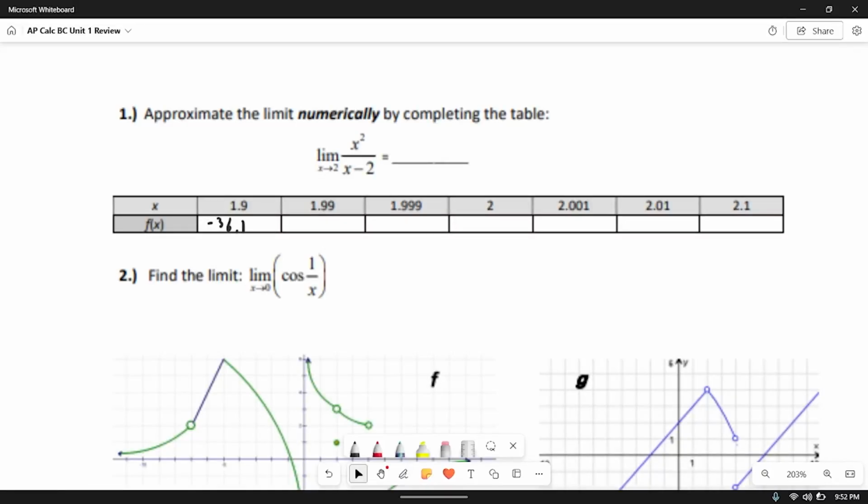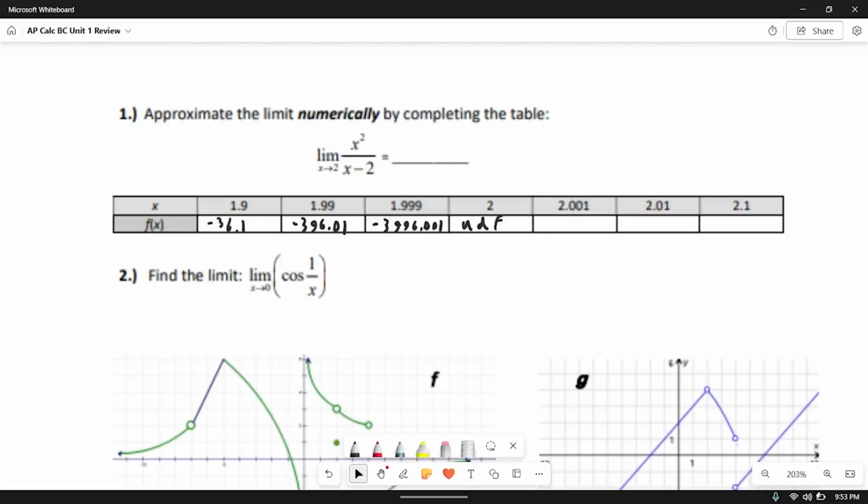Then I'm going to do the same thing, but I'm going to put 1.99 in, and I get negative 396.01. Then I'm going to do the same thing again, but with 1.999, which is negative 3996.001. And then if I plug in 2, obviously it's undefined, so I'm going to write UDF for undefined. So now I can already see it's approaching negative infinity from the left side, because it's getting really close to negative infinity. But let me do it from the right side too.